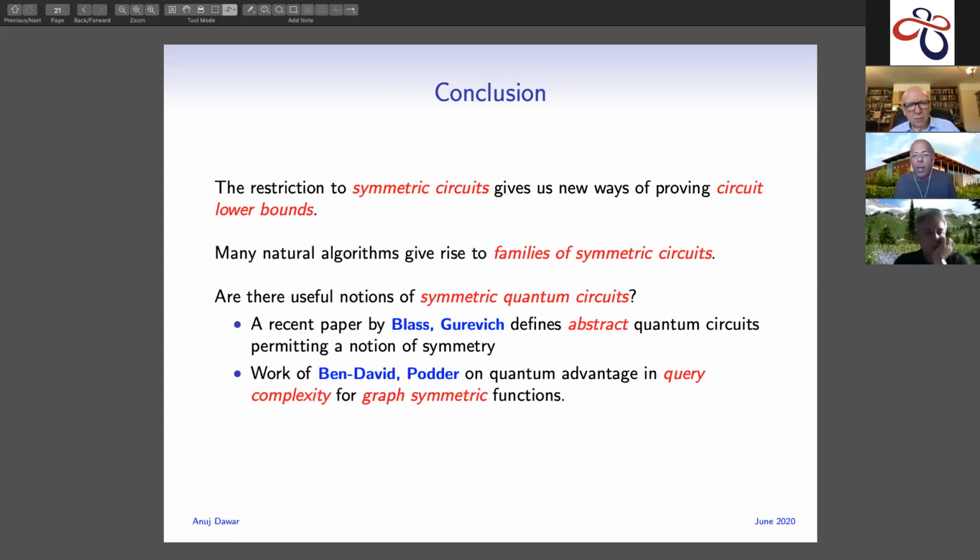But yeah, I thought I would conclude with those potential connections with quantum computation. Otherwise, I'm ready to stop here and take any questions if there are.